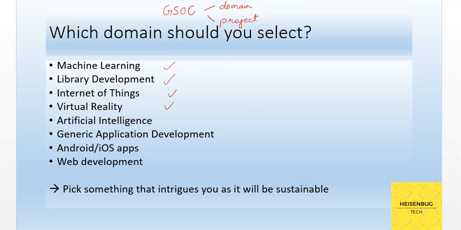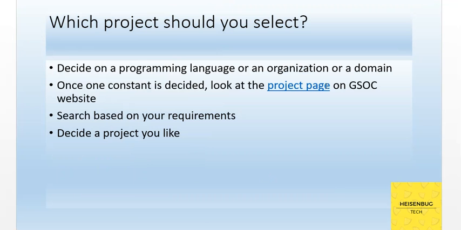So let's get to the next part of the video, which helps us decide which project to select. So by now, we have pinned down a programming language and a domain. I hope you guys have done that. If not, that's not a problem. You can still do that. So I'm going to decide a programming language for you right now because that's what I would like to work on. So my programming language is going to be C++, and domain.